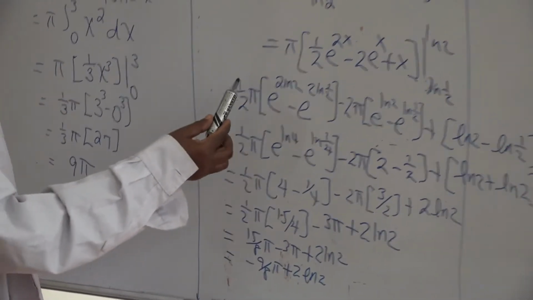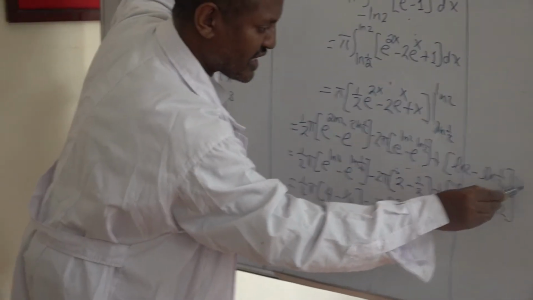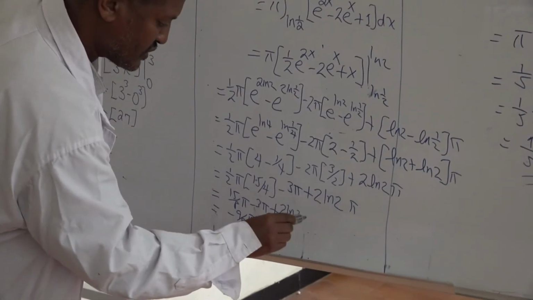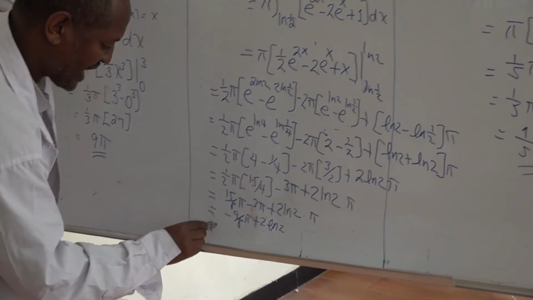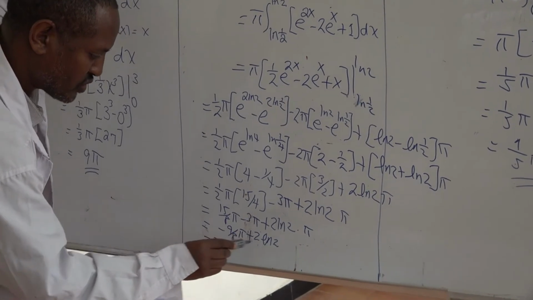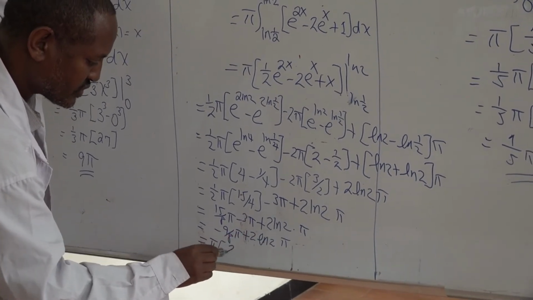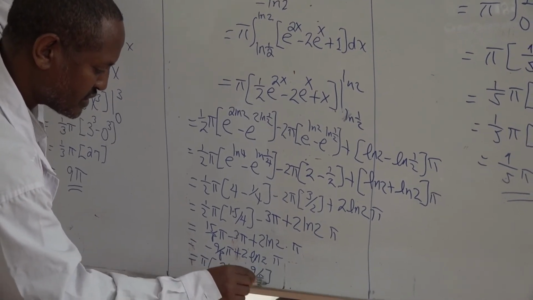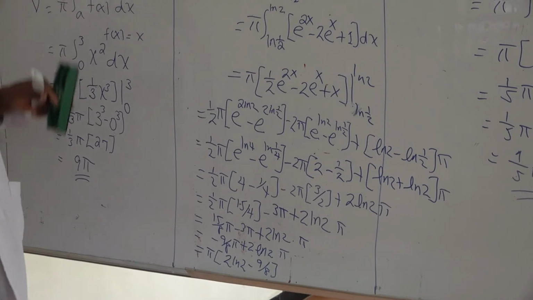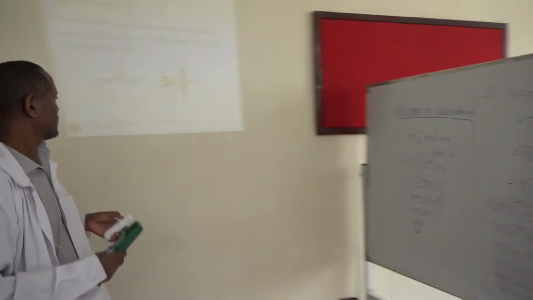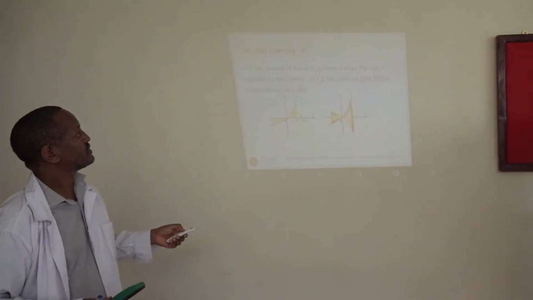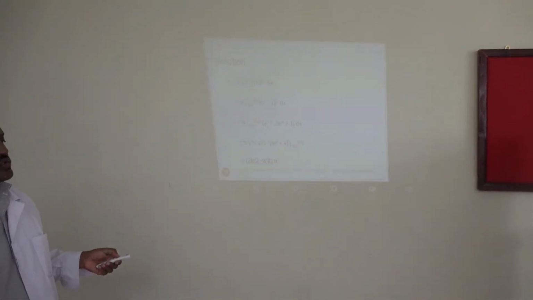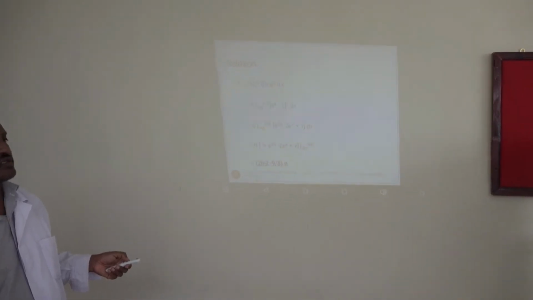I think there is pi here, okay? So we have to write pi in this expression too. Now if I take pi out as a common factor, we'll have 2 ln 2 minus 9 over 8. This will be the volume of that solid figure. Now let us see its solution. Good. 2 ln 2 minus 9 over 8, times pi.